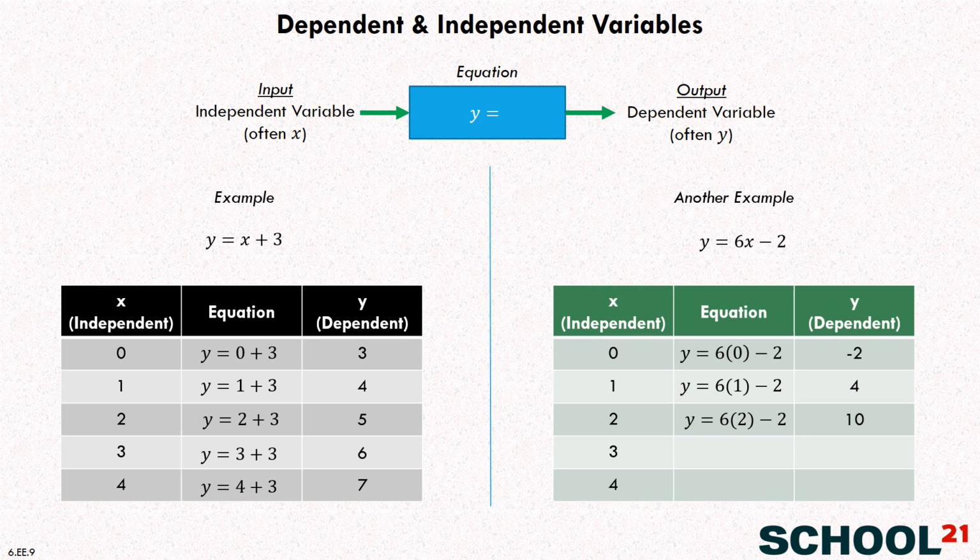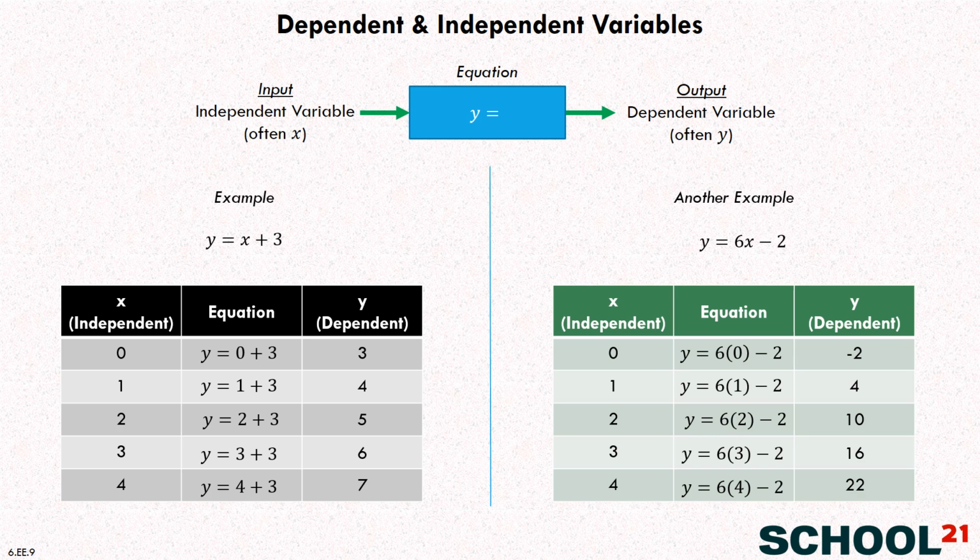Okay, how about the next row? Y equals 6 times 3 minus 2. Very good. And what's 6 times 3? 18. And what's 18 minus 2? 16. Very good. And last one. Y equals 6 times 4 minus 2. What's 6 times 4? 24. Good. 24 minus 2?